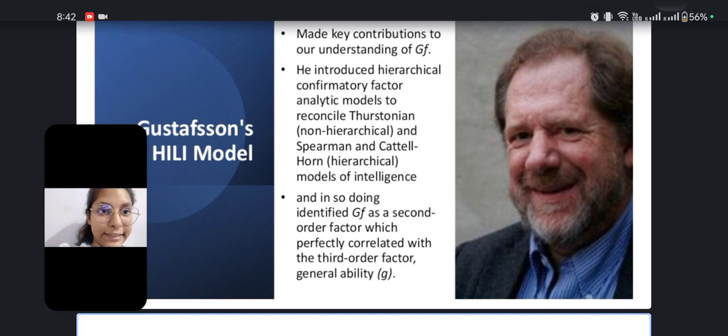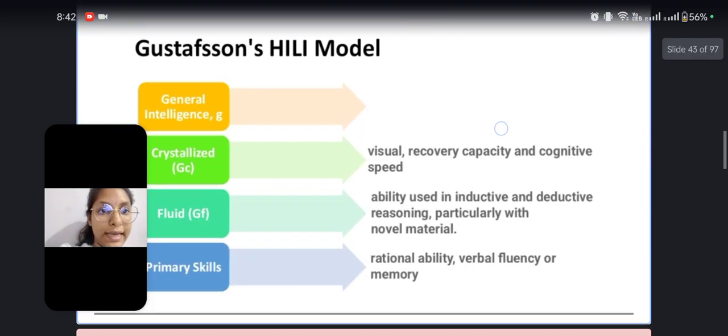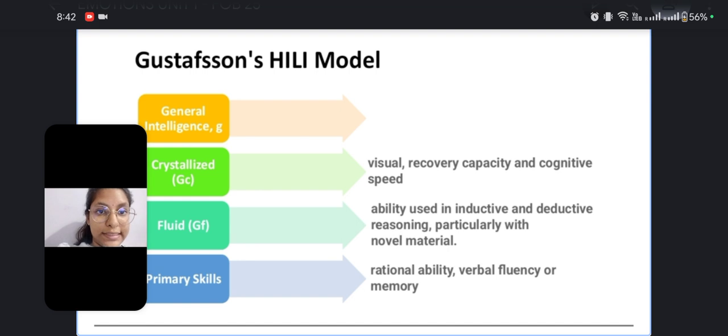If you see here, he has compiled the Thurstone model of non-hierarchical approach to intelligence, and he has also compiled Spearman and Cattell-Horn's theory of intelligence. So if you see in the next slide, you can see Spearman's general intelligence, Cattell-Horn's fluid and crystallized intelligence, and Thurstone's non-hierarchical theory, which is primary skills.